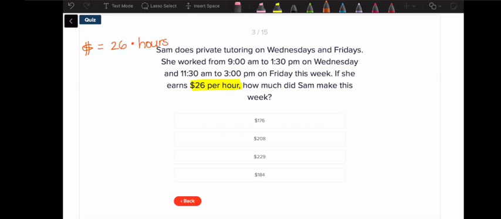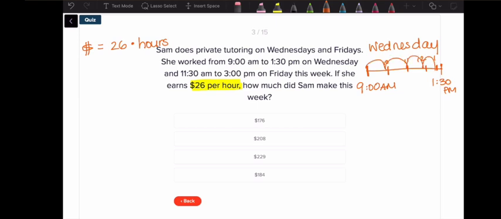So first let's take a look at Wednesday. On Wednesday, she worked from 9 a.m. until 1:30 p.m. So let's see how many hours that is. Well, from 9 to 10, we have 1 hour. 11 is 2 hours. 12 is 3 hours. 1 is equal to 4 hours, and then an extra 30 minutes. So it's equal to 4 hours and 30 minutes, which is the same thing as 4.5 hours.